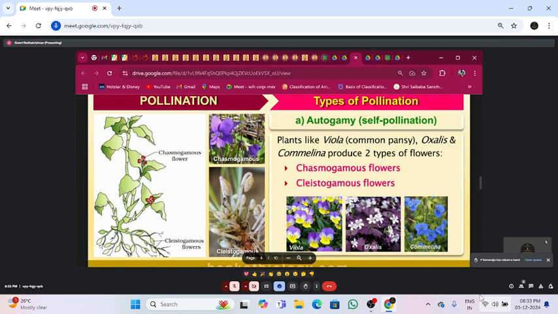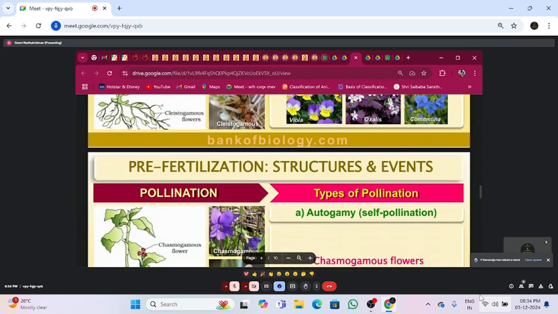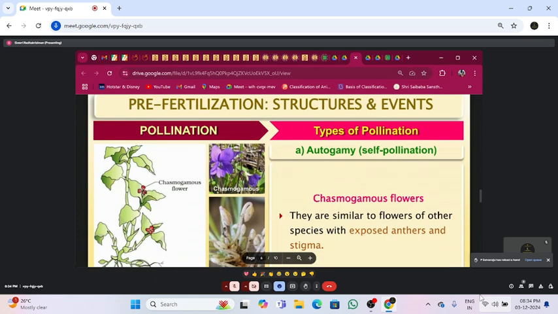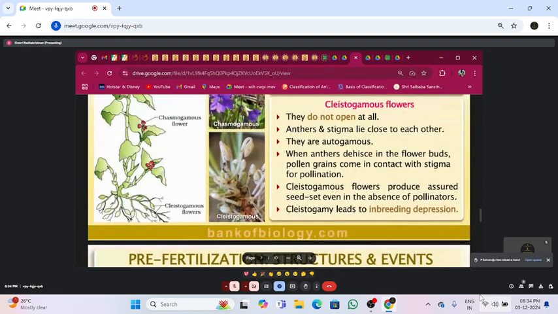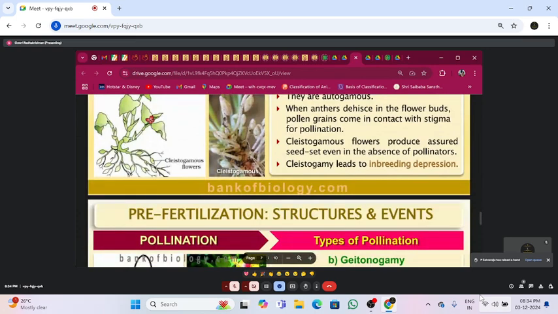Whereas the chasmogamous is not self pollination. Both types of flowers may be in the same plant. But repeated autogamy may depress the inbreeding, or depress the germination of the newly formed species, or the plant that is produced may not be very healthy.